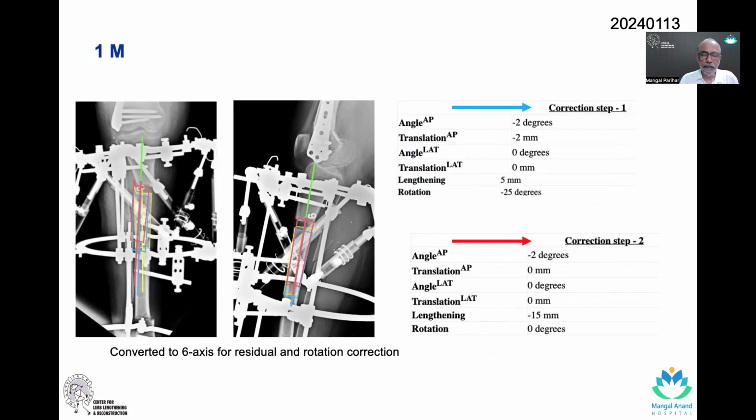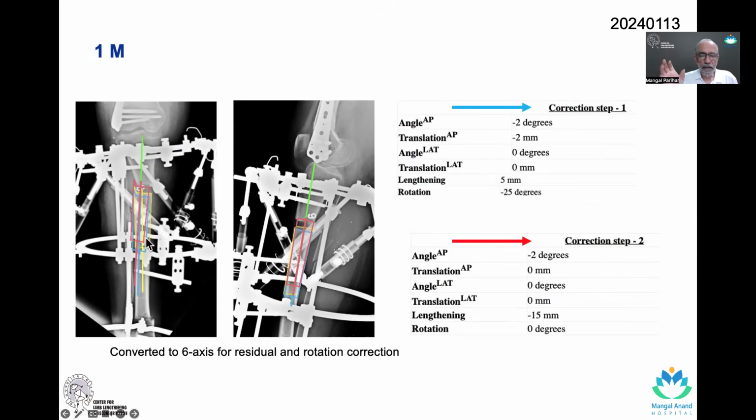And this is a computer-driven correction. So we enter what the corrections needed are. The software gives us the way the struts have to be changed. And if you notice over here, there are 3 outlines. One is a yellow outline, one is a blue outline, and one is a red outline. So these are 3 stages of the program.